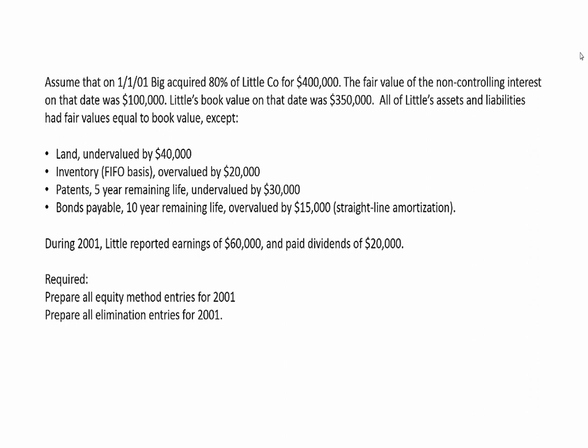All of Little's assets and liabilities had fair values equal to book value except land undervalued by $40,000, inventory, FIFO basis, overvalued by $20,000, patents, 5-year remaining life, undervalued by $30,000, bonds payable, 10-year remaining life, overvalued by $15,000, and we're going to use straight line amortization. During 2001, Little reported earnings of $60,000 and paid dividends of $20,000. Our task is to prepare all equity method entries for 2001 and all elimination entries for 2001.